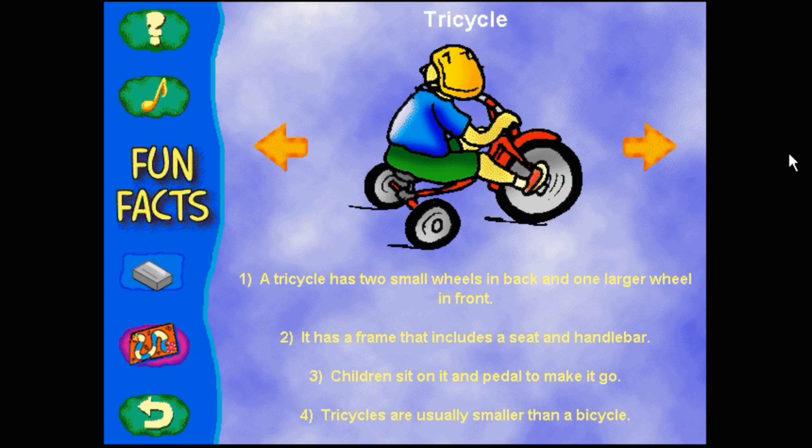Tricycle. A tricycle has 2 small wheels in back and 1 larger wheel in front. It has a frame that includes a seat and handlebar. Children sit on it and pedal to make it go. Tricycles are usually smaller than a bicycle.